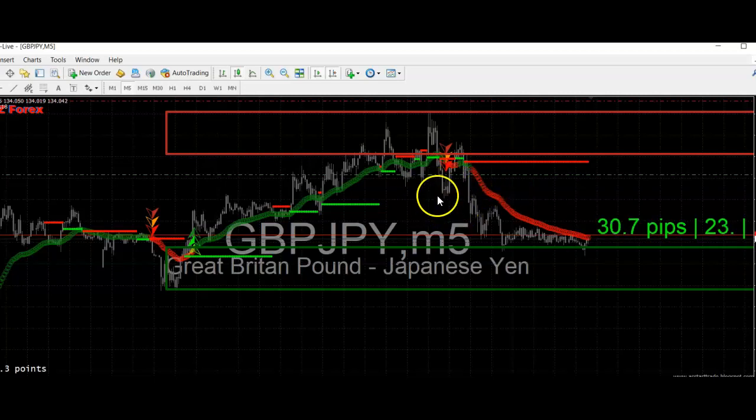So today was NFP, but again, as you can see, this is the 5-minute time frame on the Dragon, GJ, Great British Pound versus the Japanese Yen. So I took a trade off the 5-minute, and as you can see, it worked out perfectly. I'm currently up 30 pips. I'm actually going to hang on to this one a little bit longer.